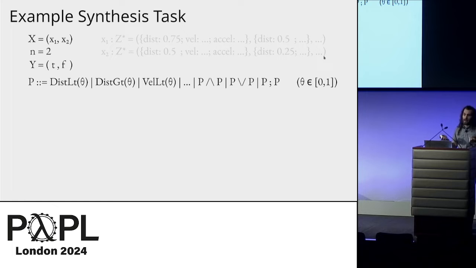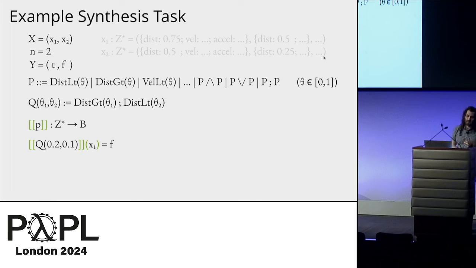You might also have conjunctions, disjunctions, or sequencings of these programs. And for concreteness, I'll be focusing a lot on programs of this form, where the distance is greater than a threshold, and then the distance is less than a threshold. The semantics of these sorts of programs are that they map trajectories to Booleans.